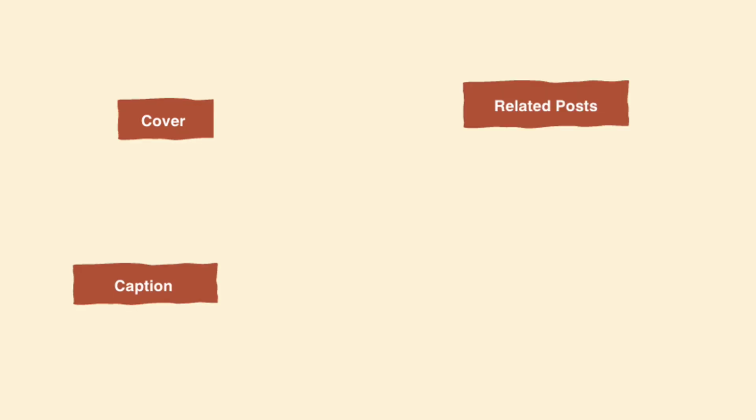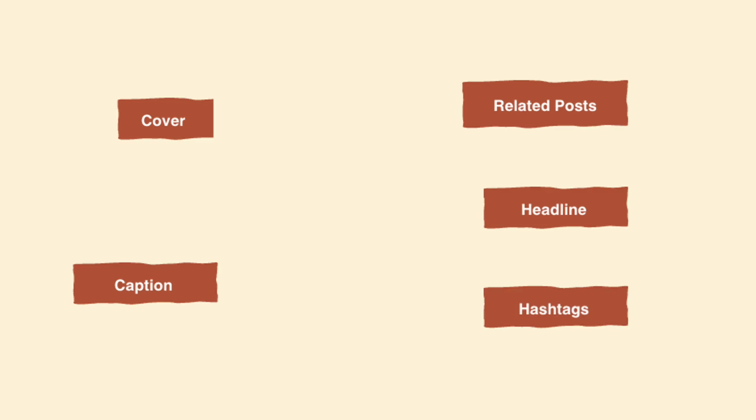Let's begin! To make a Lemon8 post, you need to brainstorm 5 components: the cover, the caption, related posts, headline, and hashtags. I'm only going to be teaching about making covers in this video, but if you're interested in learning the rest, stay tuned because I'll be posting about them soon.